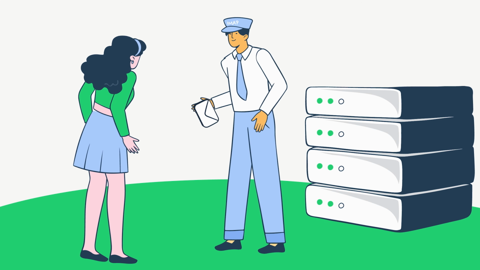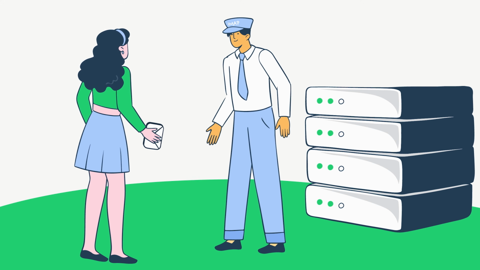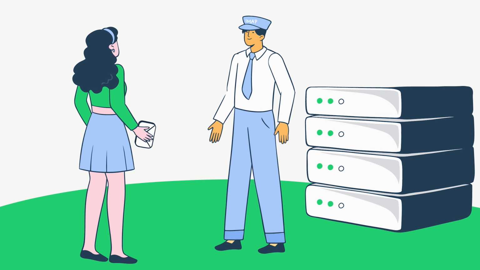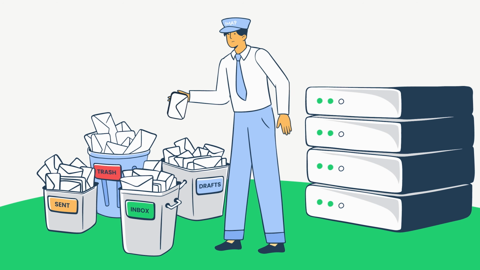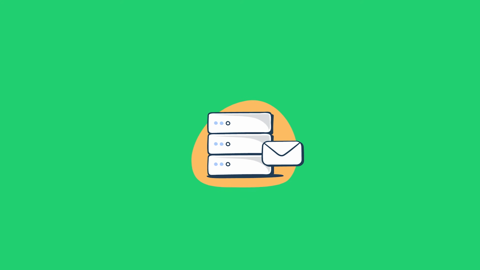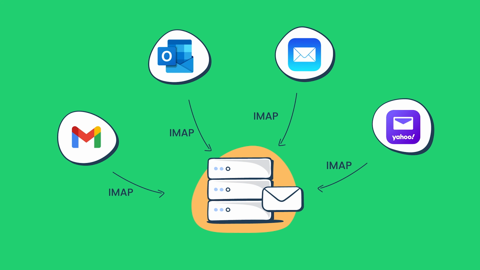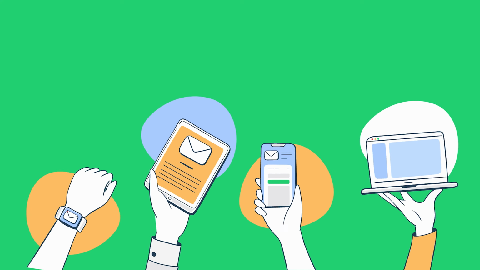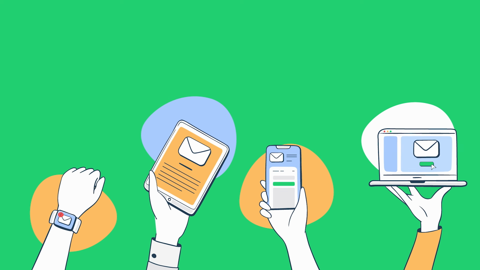IMAP, or Internet Message Access Protocol, on the other hand, is a communication protocol for retrieving and managing emails stored on an email server. With IMAP, email clients can reach remote email servers, and this protocol is particularly useful for users who want to access their emails across multiple devices simultaneously.